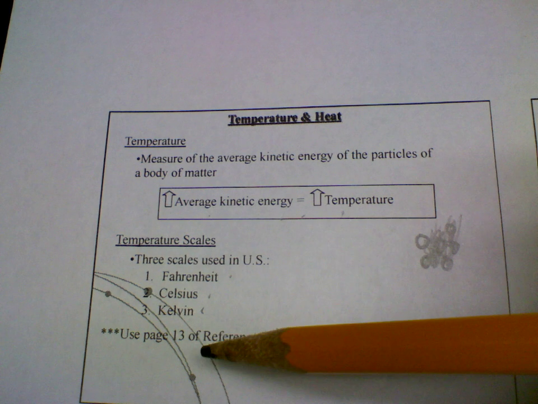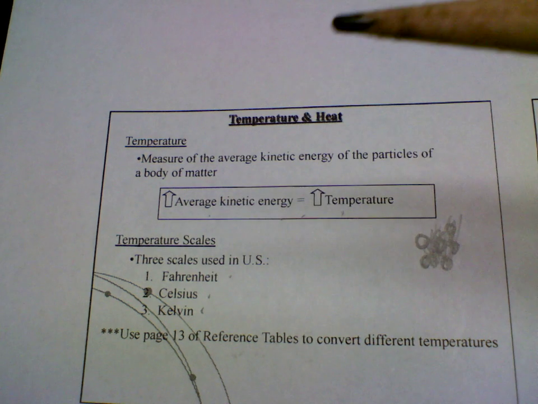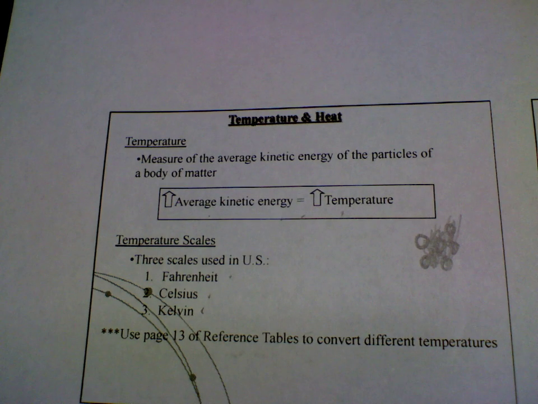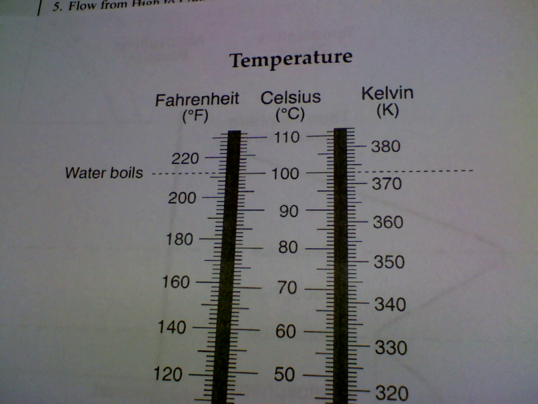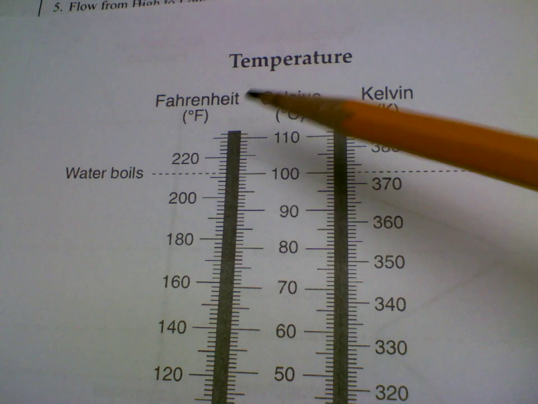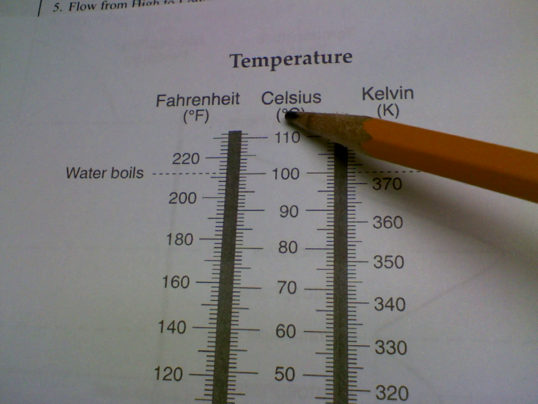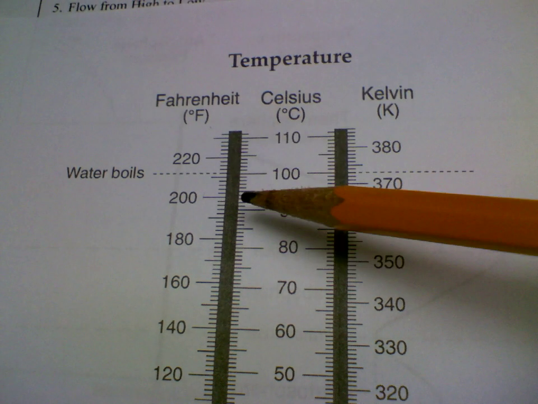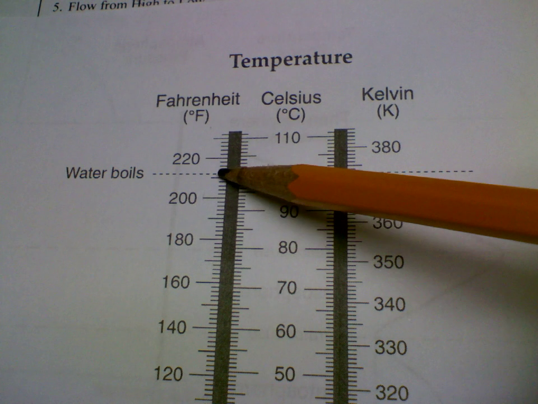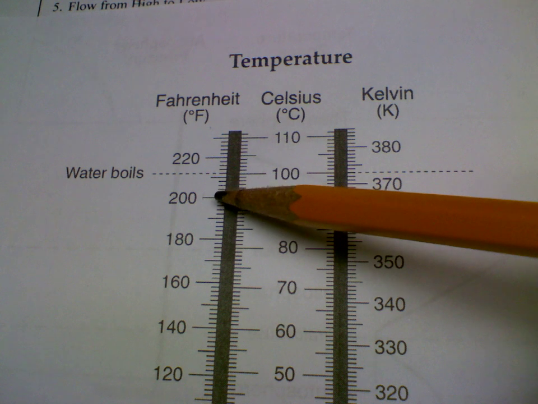So how are we going to convert our temperatures? We're going to go to page 13 of the reference table. So I have page 13 handy on me. And take a look. Here is the temperature scale on page 13. And there are 3 columns on this scale. There's Fahrenheit on the left, Celsius in the middle, and Kelvin on the right. So the first thing I want to do is figure out how much each line is worth for each of these scales. So let's start with Fahrenheit.